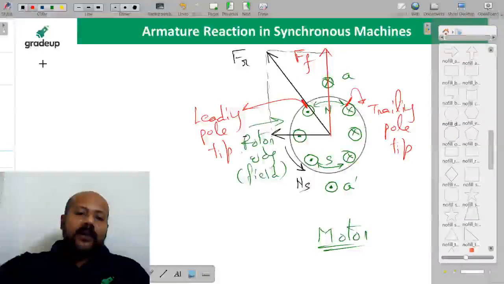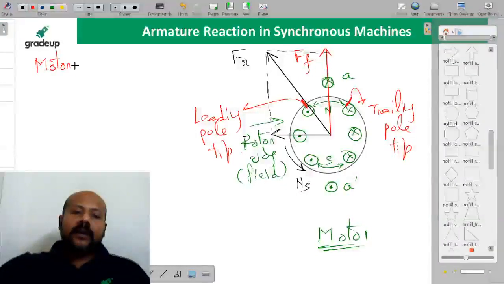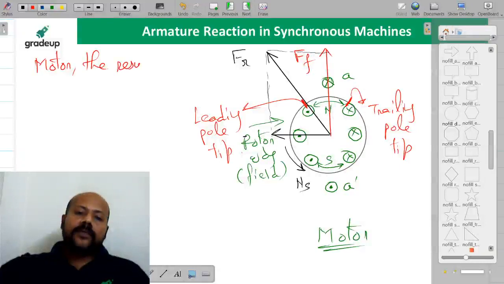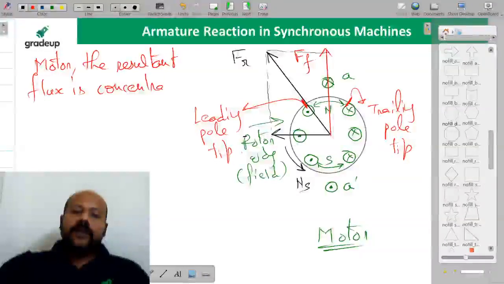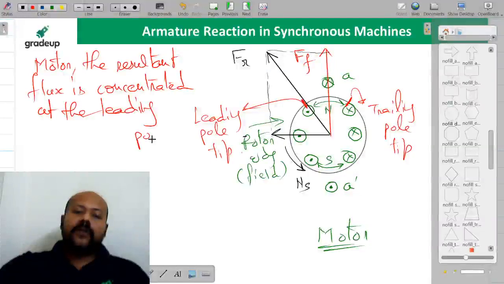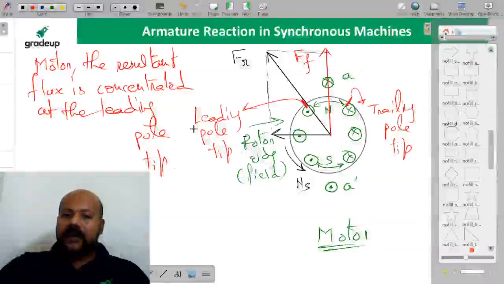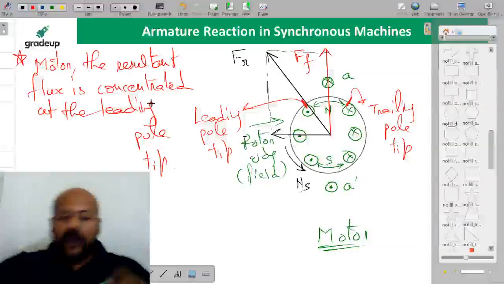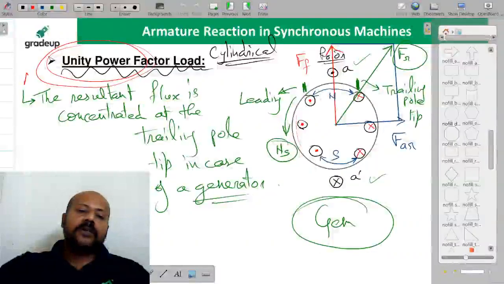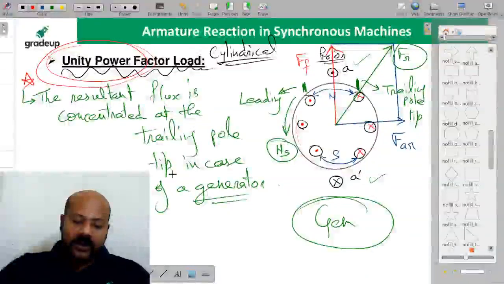What I am saying is, for a motor the resultant flux is concentrated at the leading pole tip. You have to remember this statement. This can be directly asked in small exams. In GATE and engineering services also it can be asked, and this statement about the motor and the previous statement about the generator you have to remember about the armature reaction.